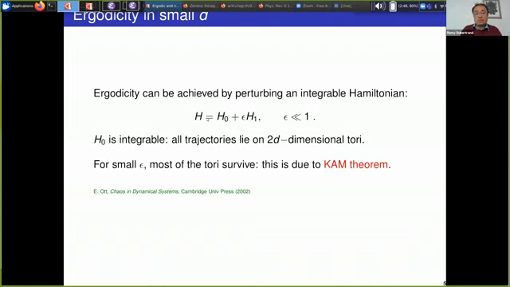altogether a non-integrable system. And the main result, which is especially powerful in this small dimension, in the low dimensional phase space, is that for small enough epsilon, most of the invariant tori coming from the integrable structure of H0 will survive. This is a very fundamental result known as the KAM theorem. And if you want to have some more physical perspective, you could have a look, for example, at this book.